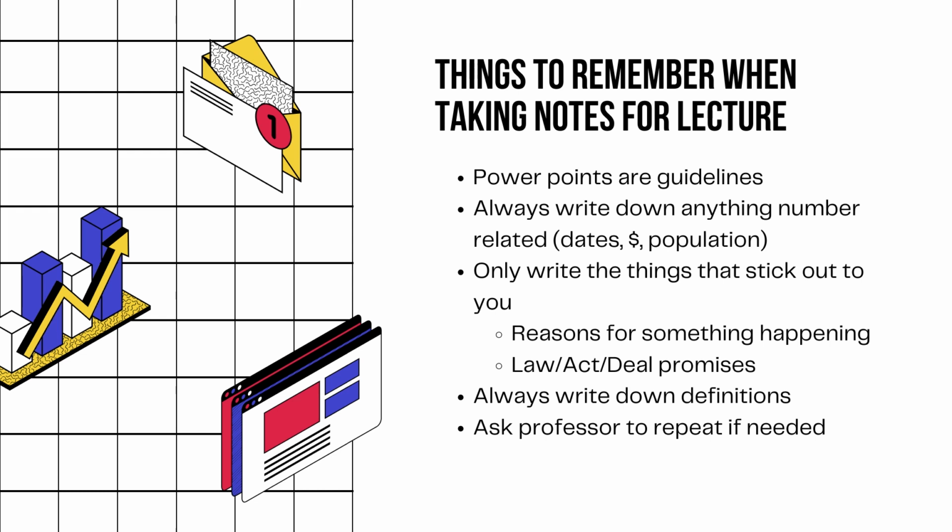Another thing is, I'm going to keep saying it, always write down anything number related: dates, percentages, money, population. It is generally always important. I'd say like 80% of the time. So the majority of the time.